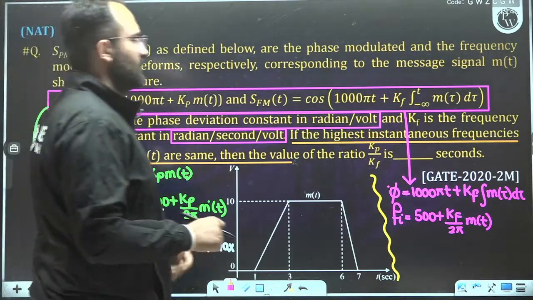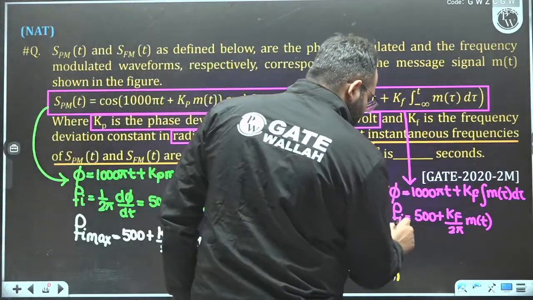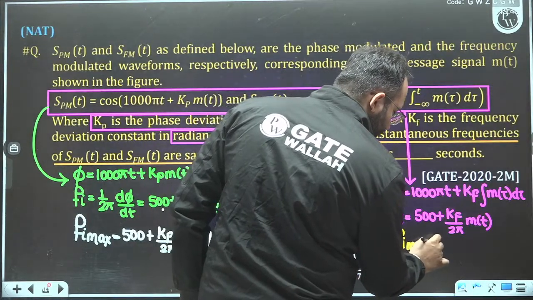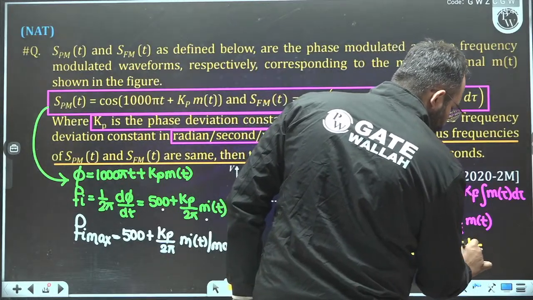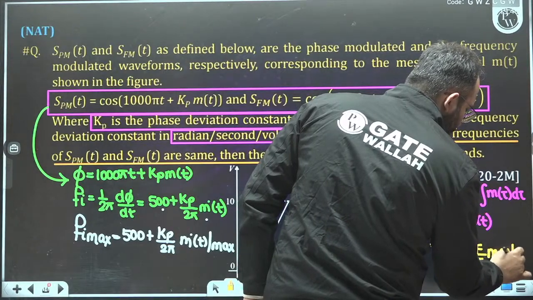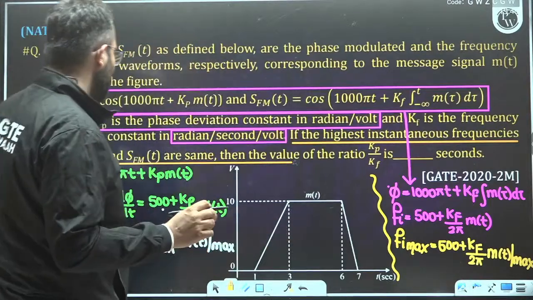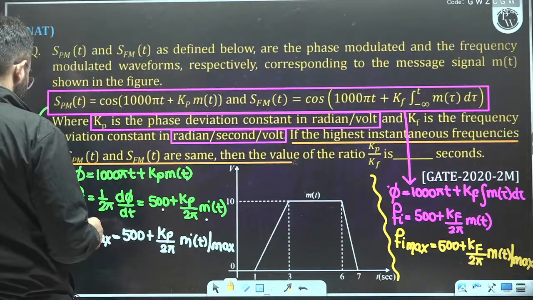So we have solved this question till here. Now we can see what will be the Fi maximum value, Fi max: 500 plus Kf upon 2 pi m max. This is what we have. Now we have the message, we have everything available.